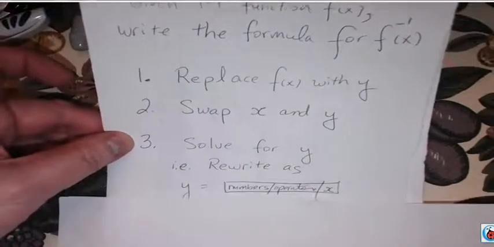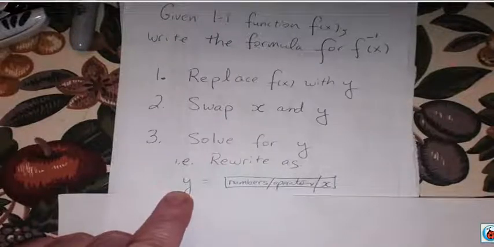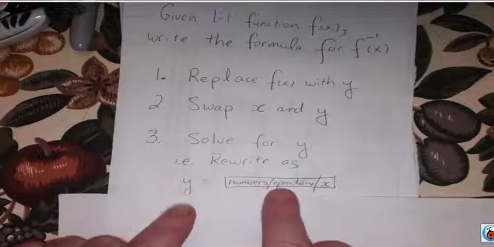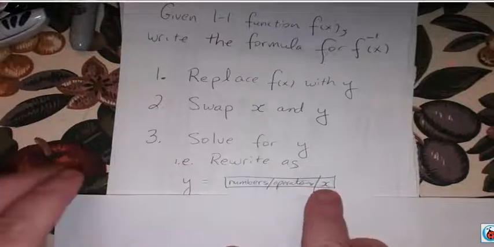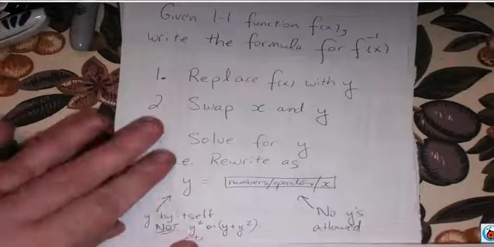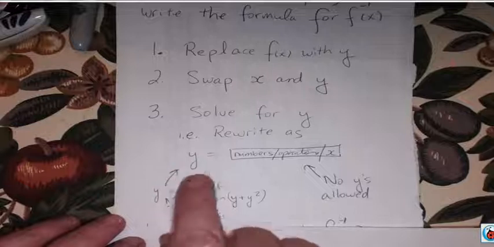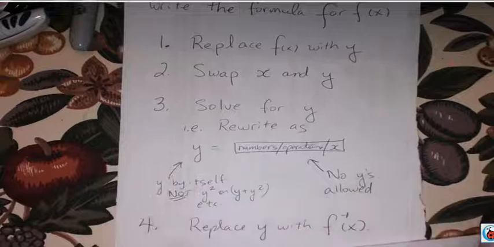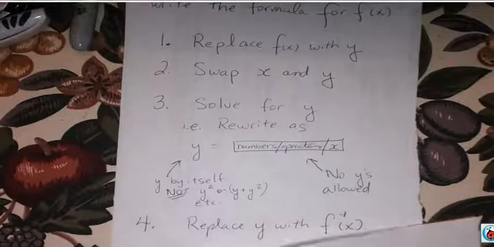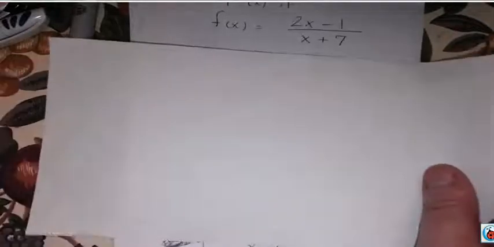So what does it mean to solve for y? You have to rewrite y by itself on one side, preferably the left-hand side. And then what you have over here can be any combination of numbers, operators, like addition, subtraction, multiplication, division, or any combination of x's. So y by itself, not y squared or y plus y squared. It has to be y alone, and you can't have any y's on this side. Once you've done that, then basically you're through. You just replace y with f inverse. So let's go look at an example.